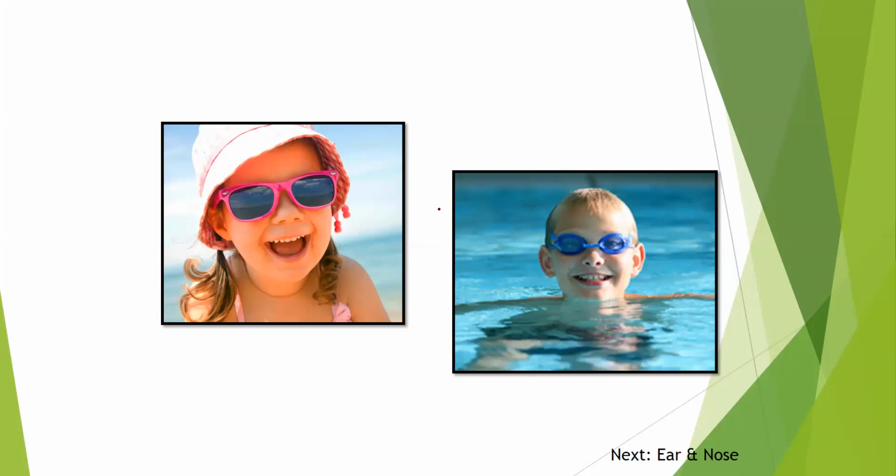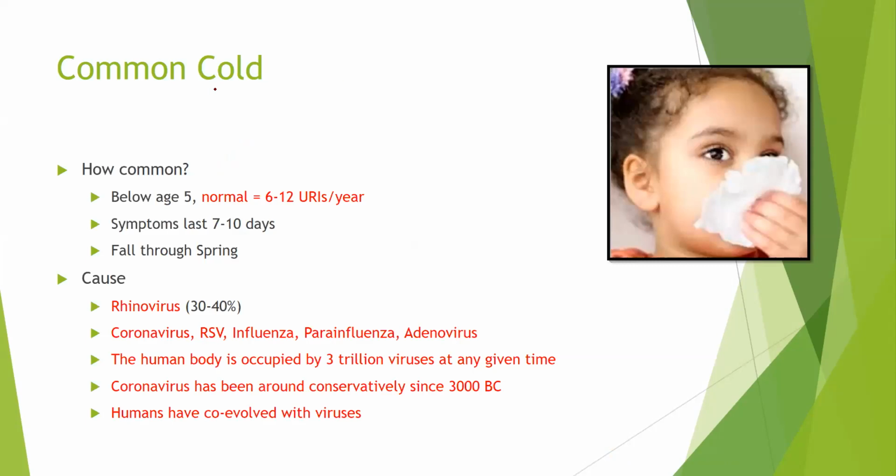Next, we're going to move on to the ear and nose. So common cold. This is definitely kind of stuck in this chapter of ear, nose, and throat. Common colds are, well, common. We're going to see them a lot. How common? Well, the average child under the age of 5 is going to have 6 to 12 URIs per year. The symptoms last 7 to 10 days and really occur fall through spring. Now we're even seeing them in the summer.